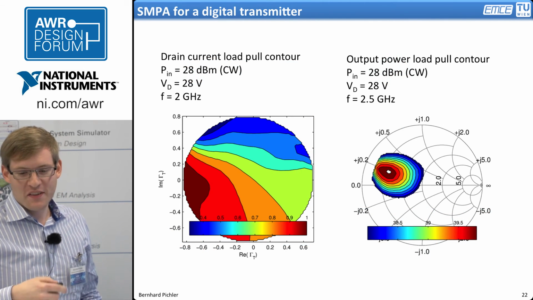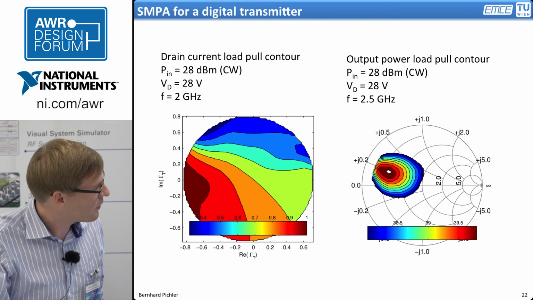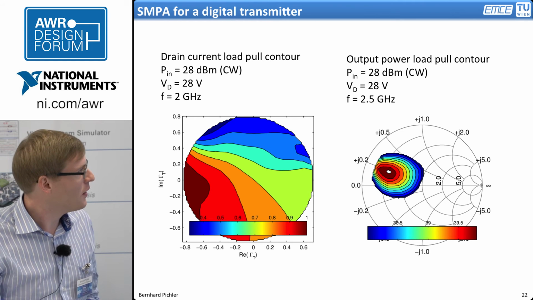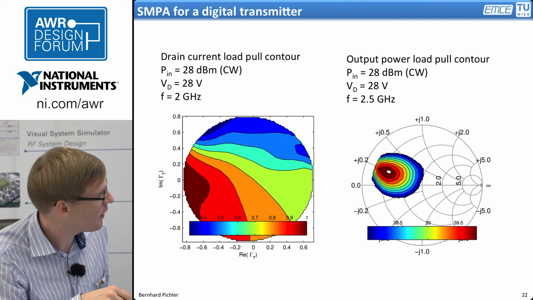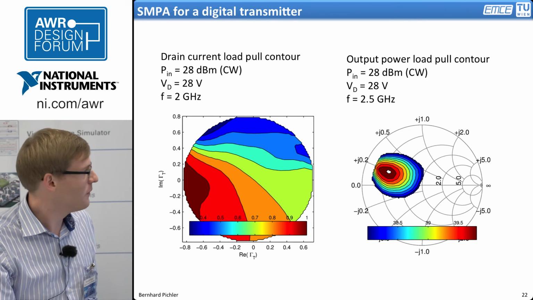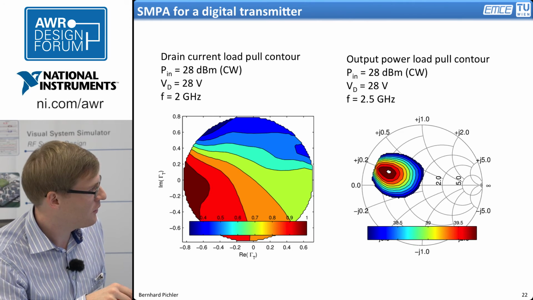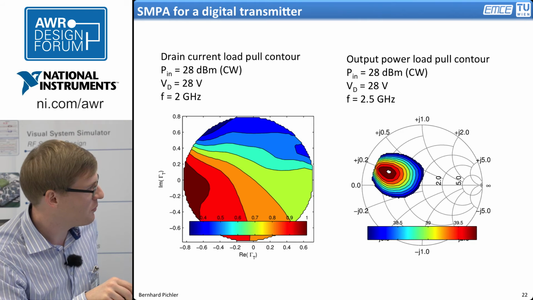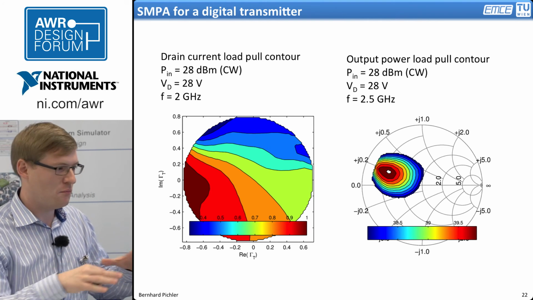So here you can see the results of the load pull measurements. Firstly, on the right side you have the results for output power with continuous wave excitation at 2.5 gigahertz, which is intended to be the passband of the filter. So you see a classical load pull contour with maximum power at this point, and if you move away from this optimum termination, the output power decays like a cone.